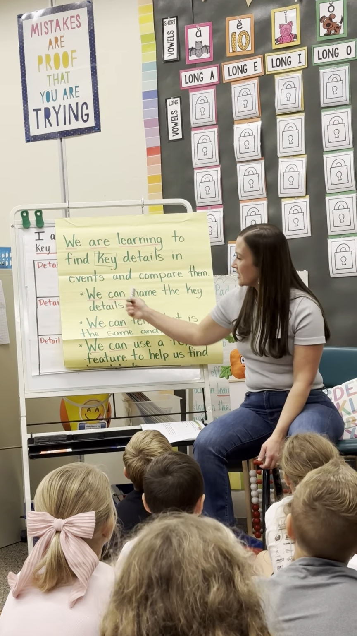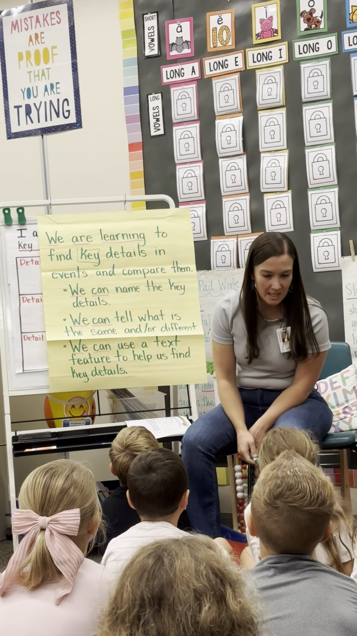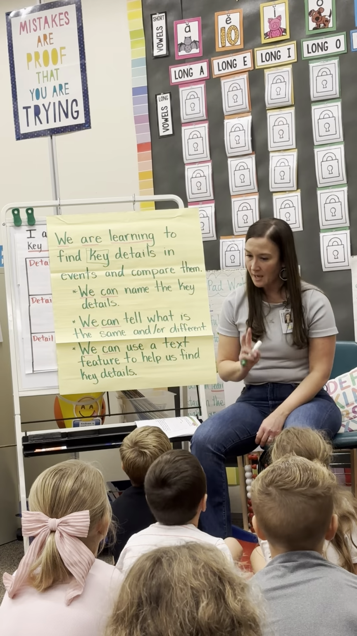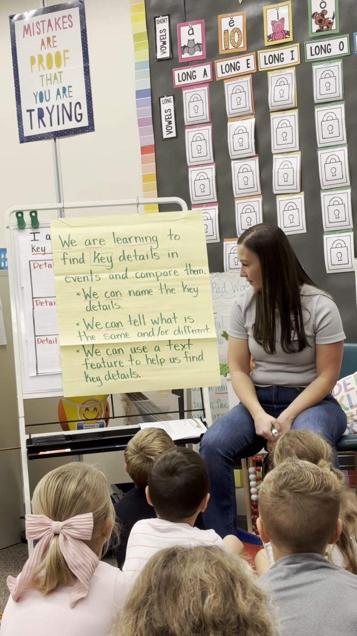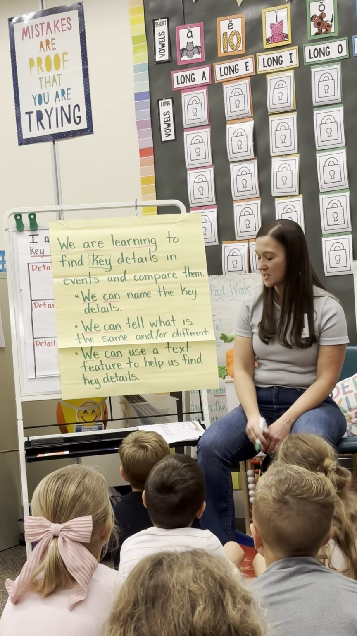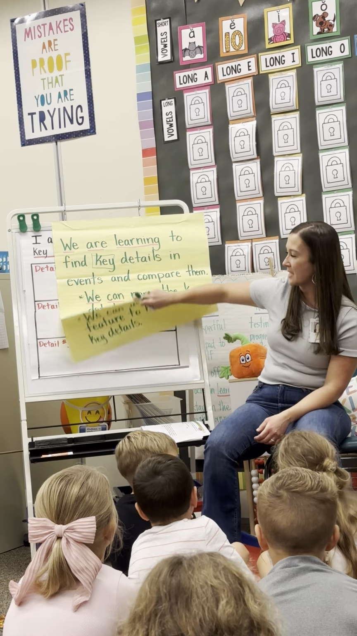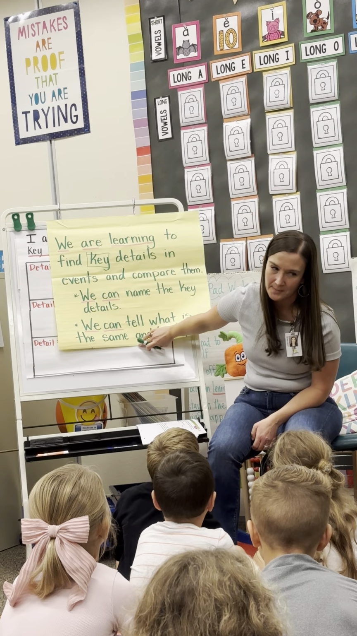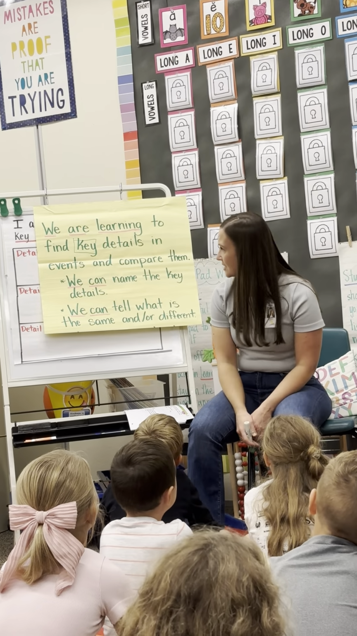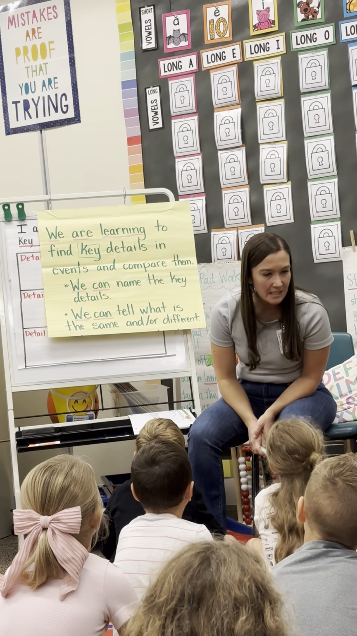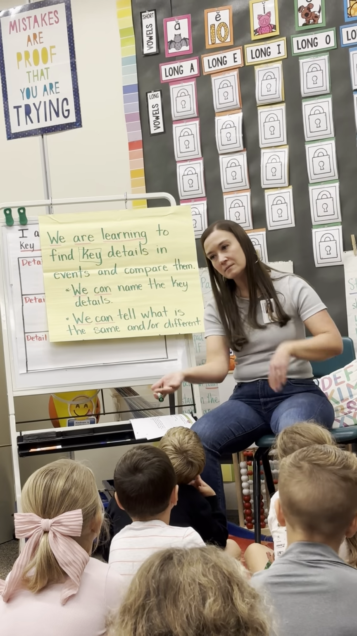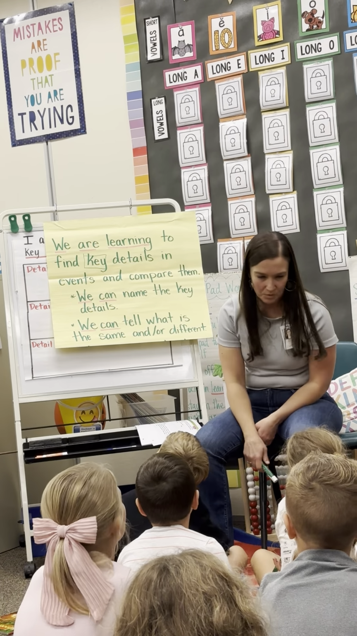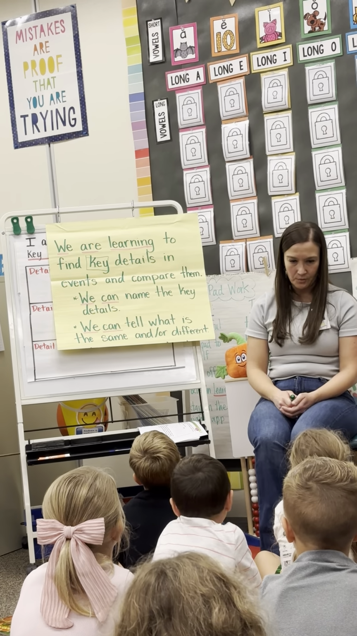We're going to do that today by naming those key details, and the author of our story does something really cool in helping us figure out what the key details are. And then we're going to be able to tell what is the same or different. I'm going to leave this last part of our learning hidden for a minute because the author does something else really cool, and we'll talk about it some. So, readers, today we're learning to find key details in events and compare them. Look at how they're the same and different, and we're going to name those details. So, let's do it. Are you ready?